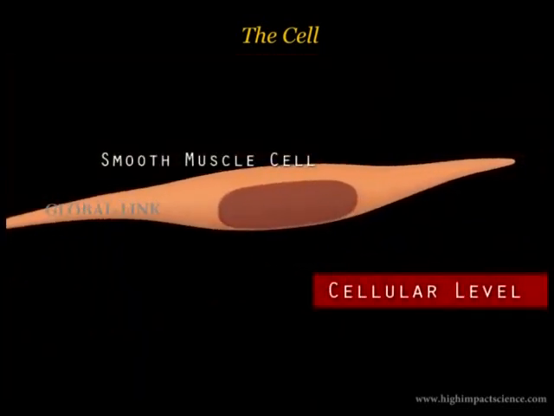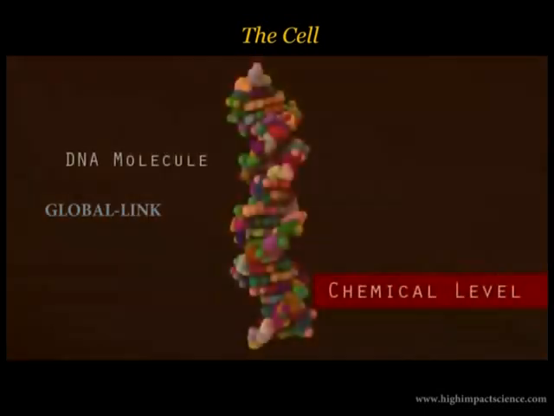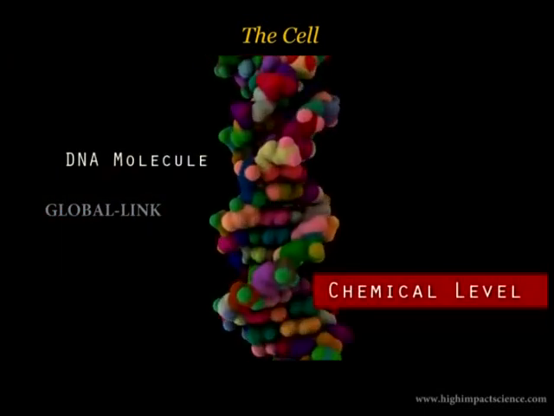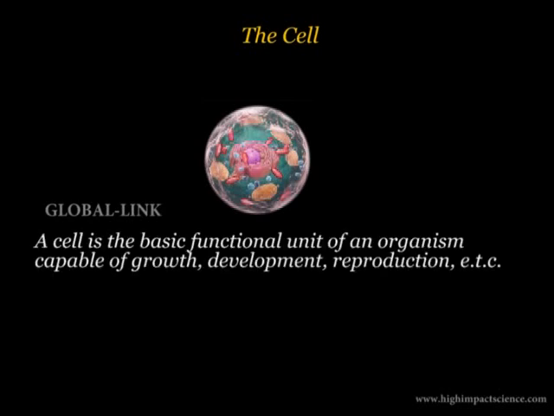Tissues are made up of cells. The cells contain organelles and molecules such as DNA. A cell is the smallest unit of life and the building block of all living organisms. It is defined as the basic functional unit of an organism capable of growth, development, reproduction, and all other characteristics of a living organism.